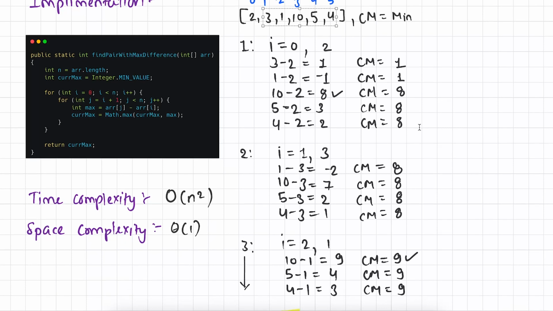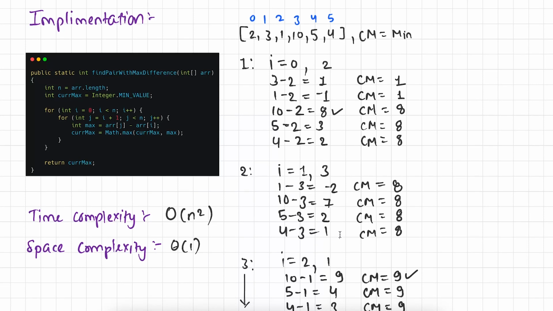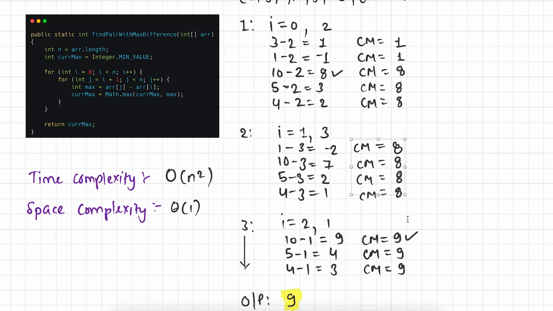In the next iteration our i becomes 1. The element present at index 1 is 3. Now we go to the right of 3 and find the difference for all the numbers. 1 minus 3 is minus 2, 10 minus 3 is 7, 5 minus 3 is 2, and 4 minus 3 is 1. So among all the numbers we do not find a greater number, so our maximum remains the same as 8. Moving to the next iteration.